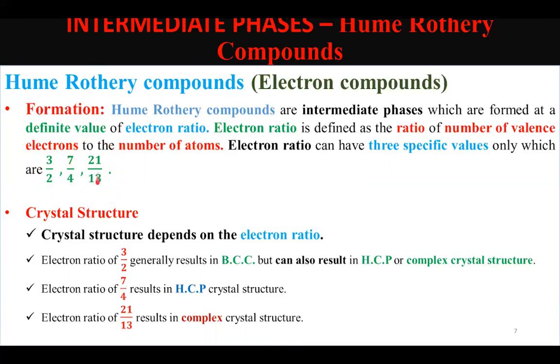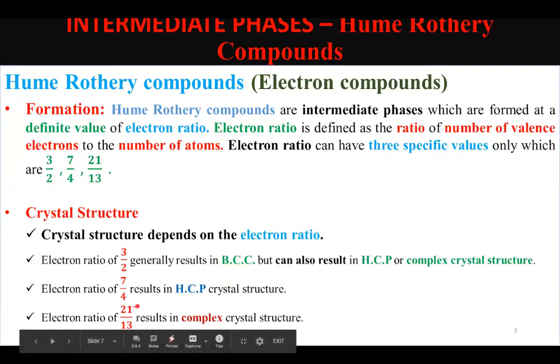I'll show it to you on the next slide. But if a chemical compound in a metallic system has formed with these ratios, the crystal structure of the intermediate phase, the compound that has formed, depends upon this ratio. If the ratio is 3/2, the crystal structure must be BCC. It can be HCP or complex, but there is no fourth option.